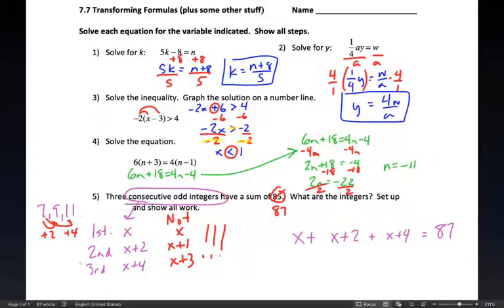So then the setup should have looked like this. Most of your mistakes that I saw was this. Be very careful of this. Don't make that mistake on our test.